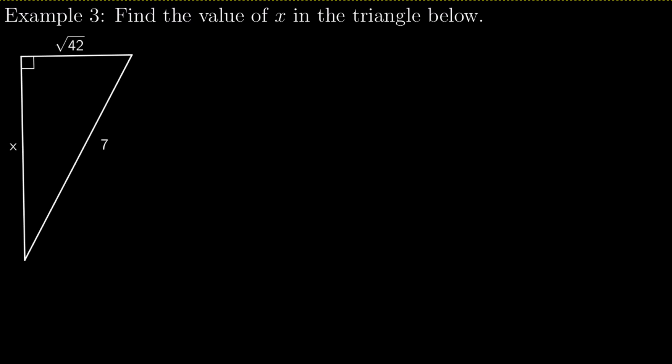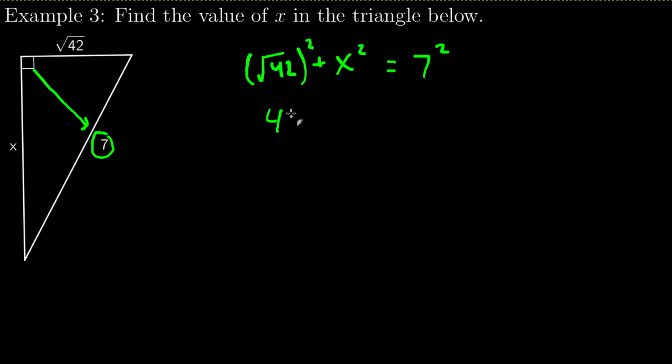All right, our last example, starting off the same way. So I go across from the right angle, and there's my c value. So I will have 7 squared by itself on the right-hand side. The order on the left doesn't matter, so I'll put root 42 squared plus x squared. I'll work this out. So the square root of 42 squared is just 42. The square root and squared sort of cancel. 7 squared is 49. I'll subtract the 42 from both sides. That leaves me with x squared equals 7.